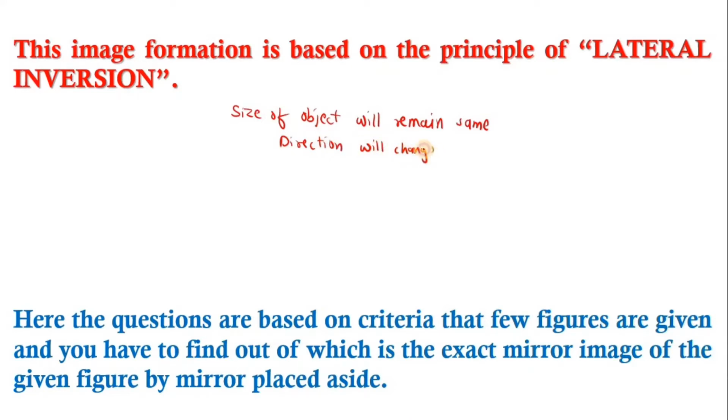So what is meant by direction will change? The left and right positions will change. The left view will be seen at the right, and the right view will be seen at the left, and the first is seen at last, and the last is seen at first. So this is the principle of lateral inversion. Based on that we have to solve the mirror image problem of a clock.